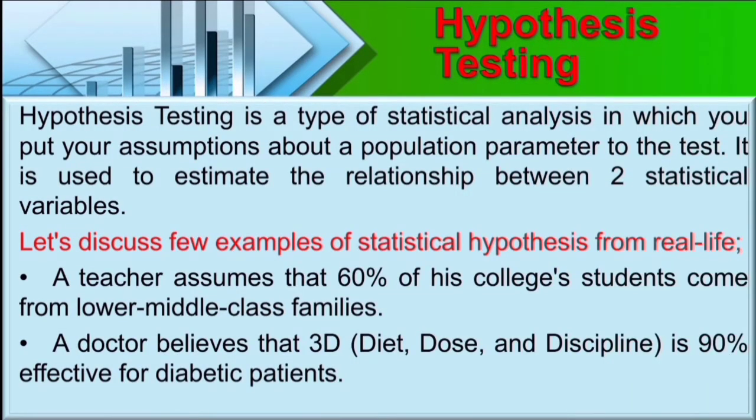Hypothesis testing. Hypothesis testing is a type of statistical analysis in which you put your assumptions about a population parameter to the test. It is used to estimate the relationship between two statistical variables. Let's discuss a few examples of statistical hypotheses from real life. Number 1. A teacher assumes that 60% of his college's students come from lower middle class families. And number 2. A doctor believes that 3D diet, dose and discipline is 90% effective for diabetic patients.